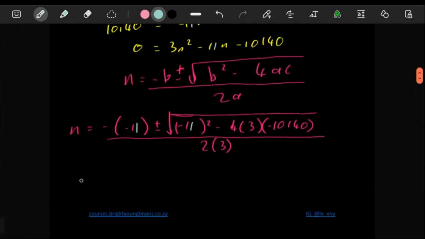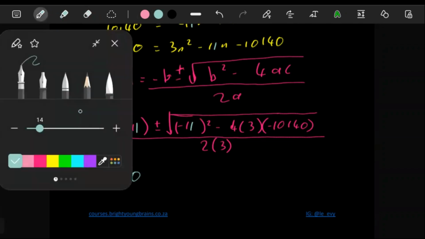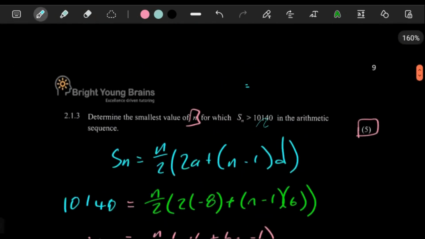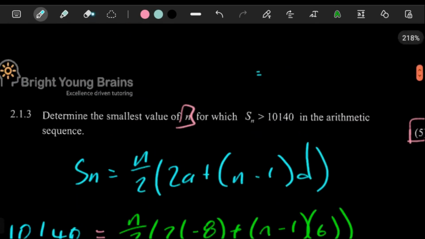So in the calculator, n is going to be equal to 60, and the other one is negative, so that's not applicable. So where n is equal to 60, if you add 60 terms, they'll add up to 10,140. They asked, what is the smallest value of n for which the sum of those terms will be bigger than this number? If 60 terms gives you exactly this number, then just 1 after 60 terms is 61.